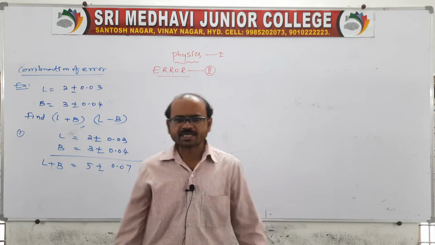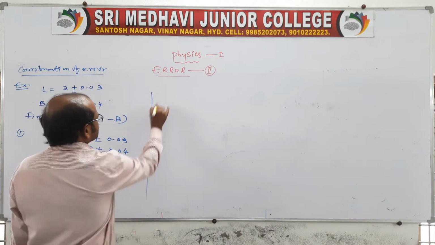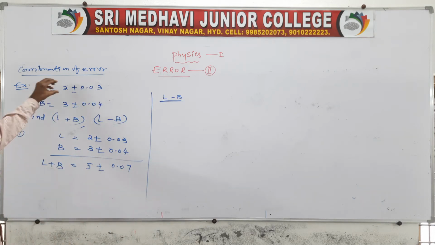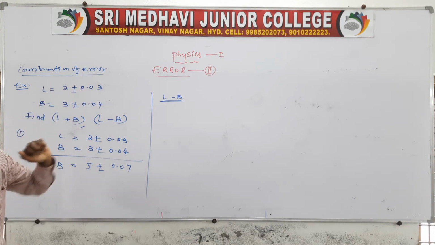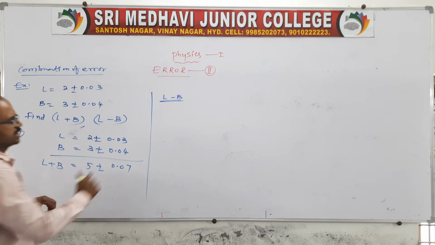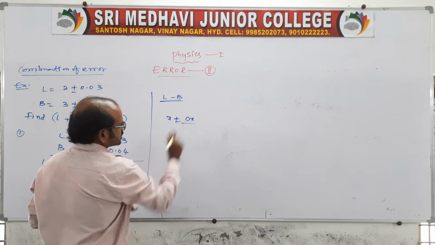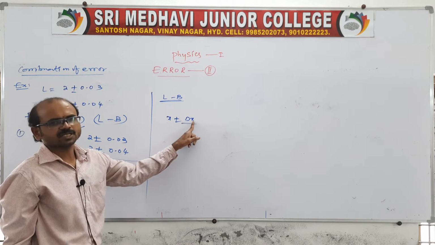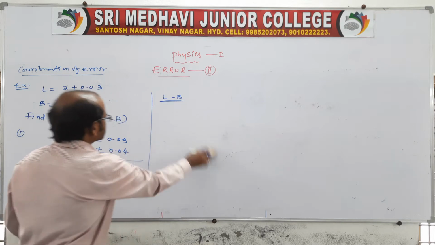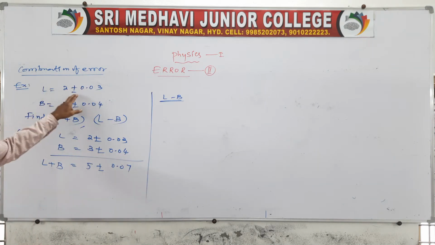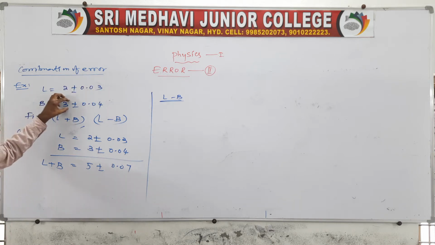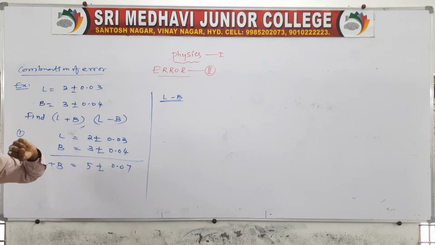While taking the subtraction, here you will get a little problem. So L minus B, subtraction it is. Here L is there and B is there. This is one measurement, this is one value. For this value, the absolute error is 0.03. Because we know x plus or minus delta x, where x is the physical quantity and delta x is represented as the absolute error. Here also, L is equal to 2 plus or minus 0.03, represented as the absolute error. In B also, 3 is a physical quantity, and its absolute error is 0.04.